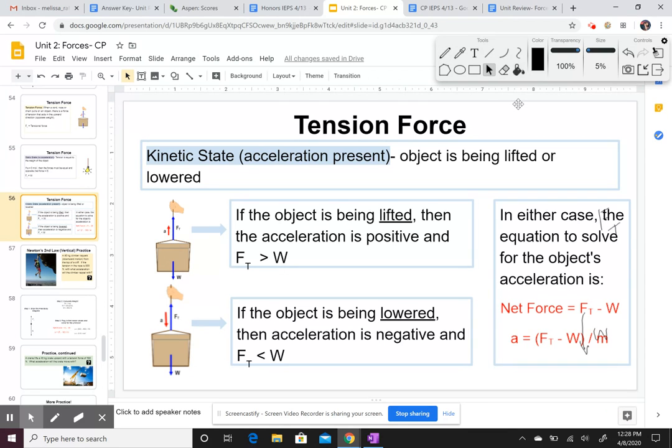However, if the object is accelerating, then you're going to have a larger force. Either weight or tension would be bigger. If your box is accelerating upward, tension is the force that's winning. It's the bigger force. If you have the box accelerating downward, then weight is going to be the bigger force. In either case, if you want to solve for the acceleration, you just use Newton's second law. So it's the same equation that we've been using this whole time, net force equals ma.